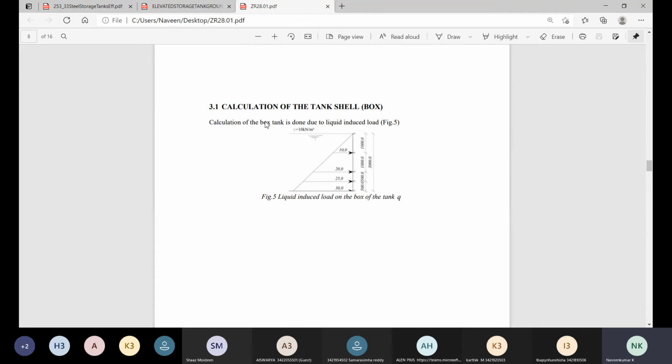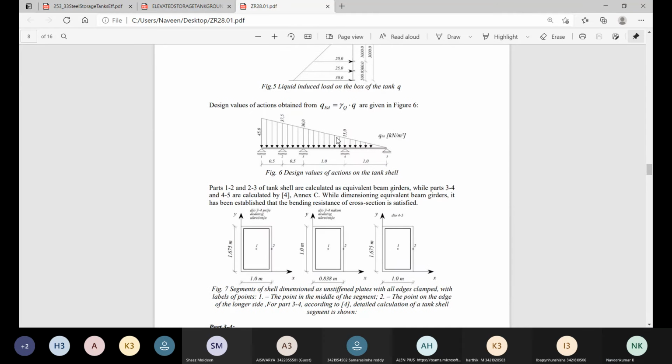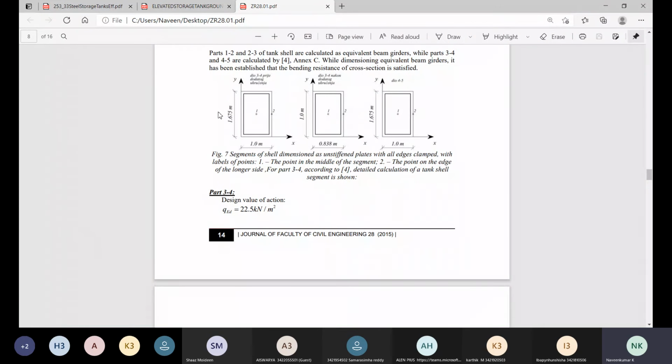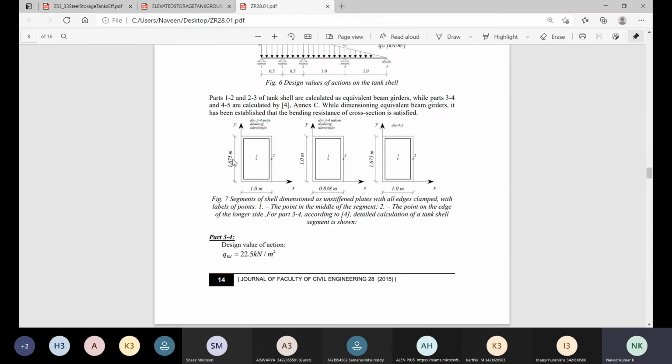After that, load calculation based upon the thickness as well as the dimension. There are different dimensions. If you see here, they are using three steel plates, and the thickness is given for each. This is the thickness. In this case the breadth is decreased and the thickness is also decreased. In the second case, the third case is similar to the first one.